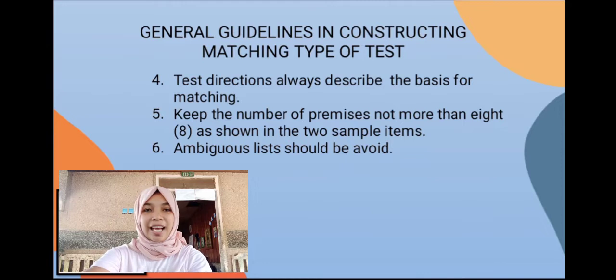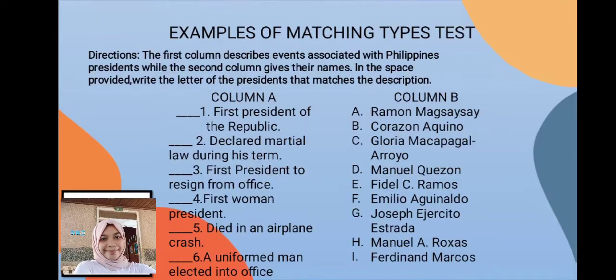It can be seen that matching type is a test format. Examples of matching type test. Directions: The first column describes events associated with Philippine presidents, while the second column gives their names. In the space provided, write the letter of the president that matches the description.